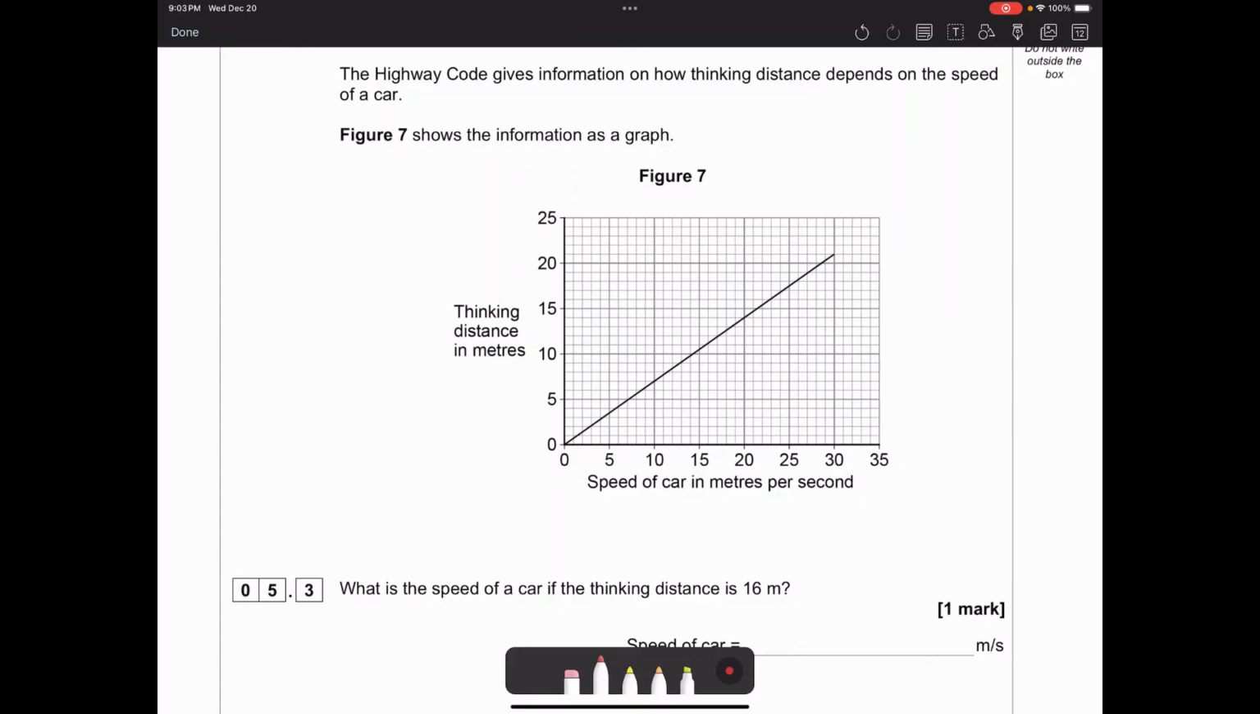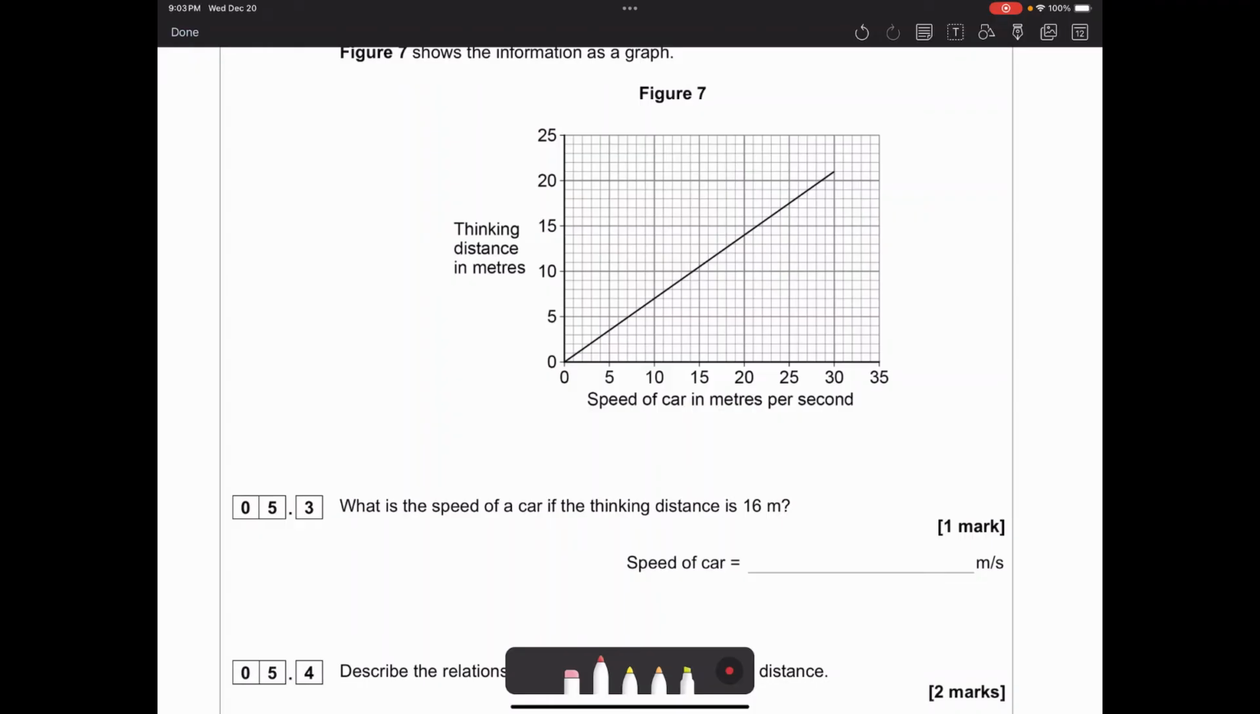The highway code gives information on how thinking distance depends on the speed of a car. Figure 7 shows the information from a graph. What is the speed of the car if the thinking distance is 16 metres? So you have to go to thinking distance in metres and you need to go to 16. Go to 16 and you can see this is quite an easy scale. It's just each little square is worth 1. Go along to your line of best fit and then down, and you can record what value that should be. Now you would do it with a ruler, making sure it's accurate, and if you do it with a ruler, it should land bang on 23. Okay, there we are.